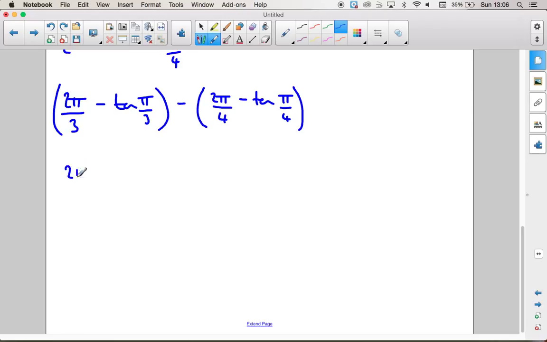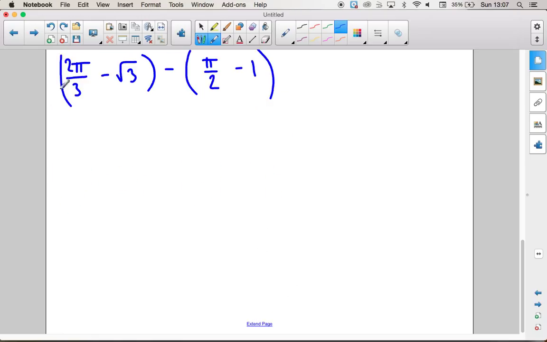That obviously is just 2 pi over 3 still. Tan of pi over 3 is root 3. That's pi over 2. And tan of pi over 4 is 1. So we can get rid of all the brackets. We've got a 2 pi over 3 minus a pi over 2 minus a root 3 plus 1.